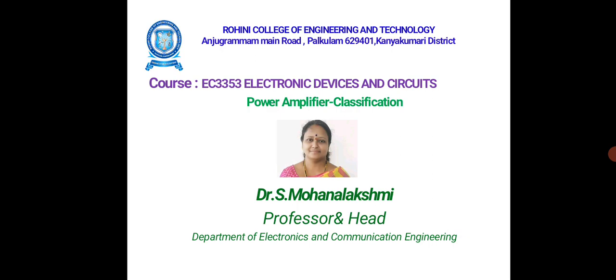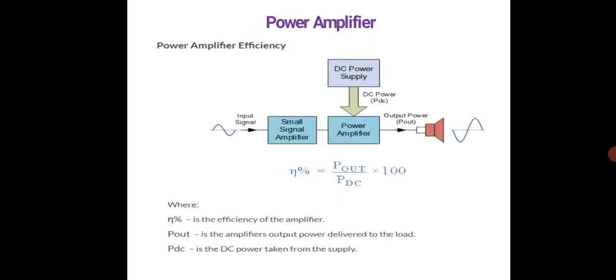So in this lecture we will be seeing about the power amplifier and how it is classified. You can see the block diagram over here, where you have a DC power supply and a small signal amplifier, which in turn is given to the power amplifier. So you have an output power.